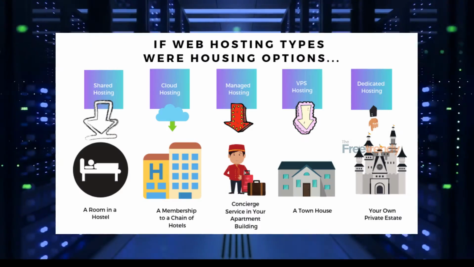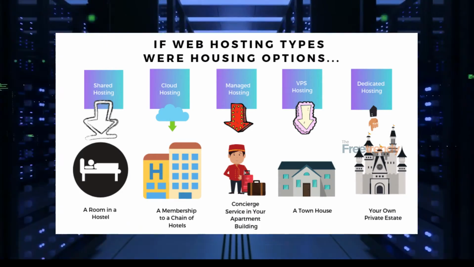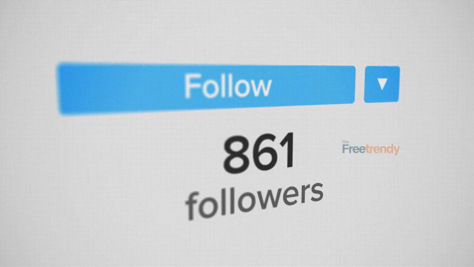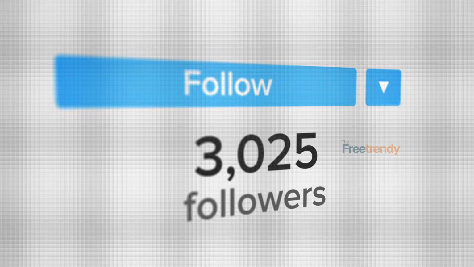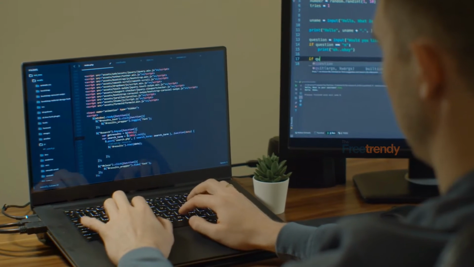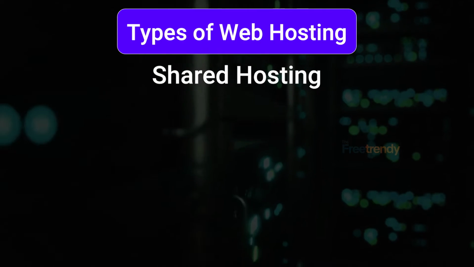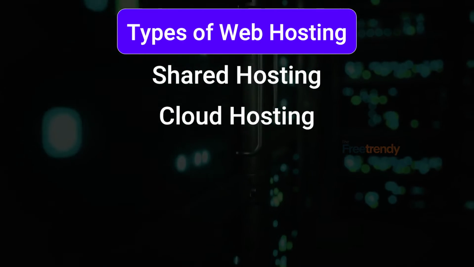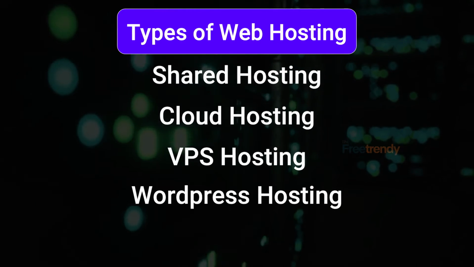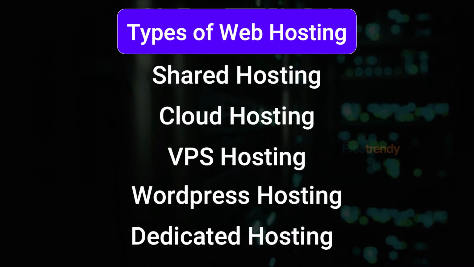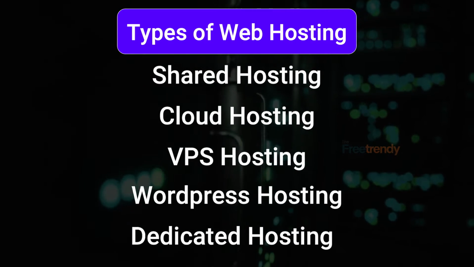Most web hosts offer different hosting packages for different types of customers, from business website owners to personal blog creators. Ideally, you should start with the simplest hosting solution. Once your site gets more traffic, you can upgrade to a more advanced plan. Let's take a look at some of the most popular types of hosting available. Types of web hosting services. Number 1, shared hosting. Number 2, cloud hosting. Number 3, VPS hosting. Number 4, WordPress hosting. And number 5, dedicated hosting. Let's look at each in detail.